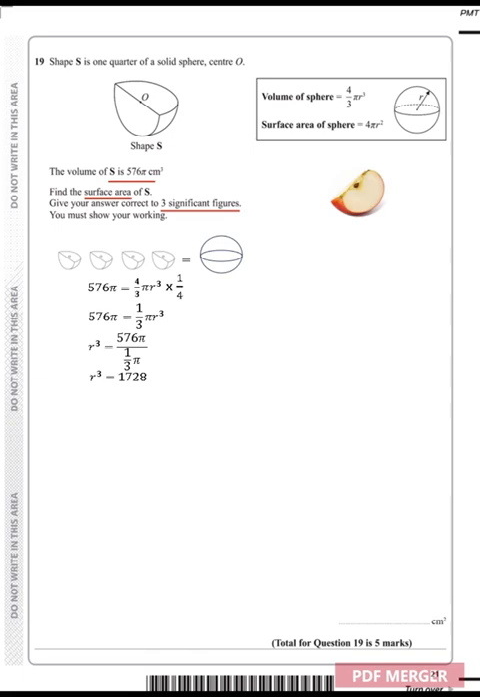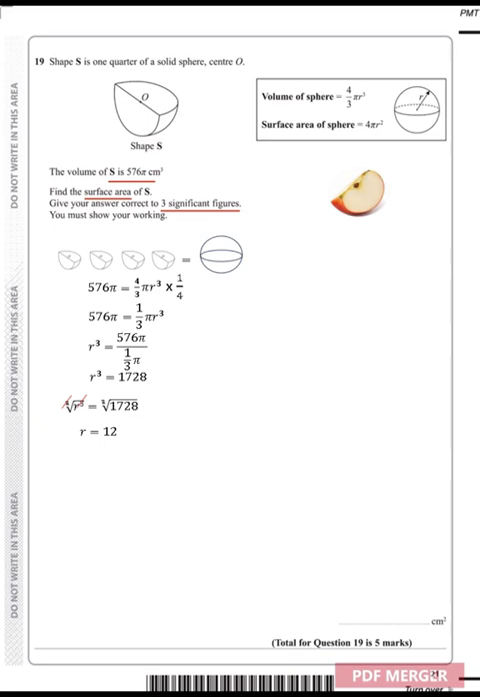However, we need it in radius, not r cubed. So the opposite of cube is cube root. So we cube root both sides of the equation. So the cube root on the left side of the equation cancels out, so we're just left with radius. Now the cube root of 1728 in your calculator will give you 12. So the radius has been solved.